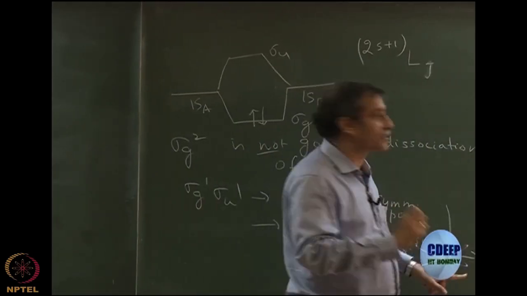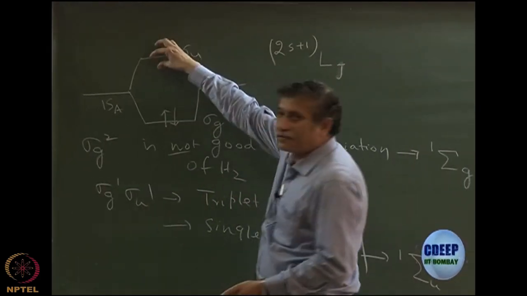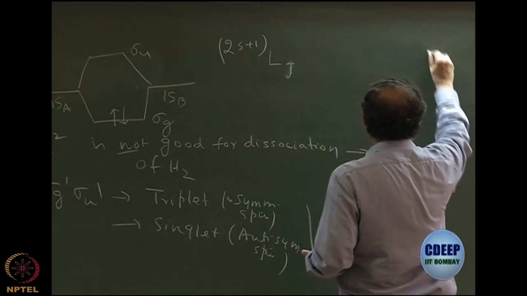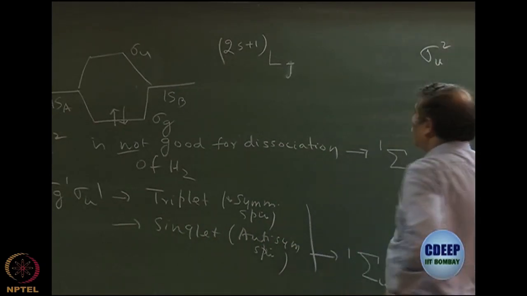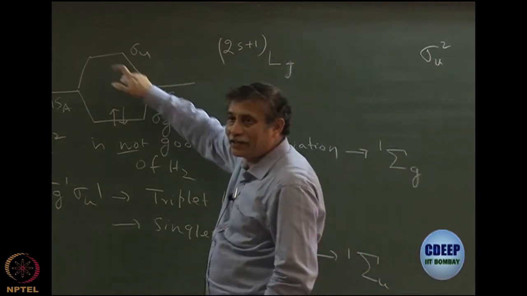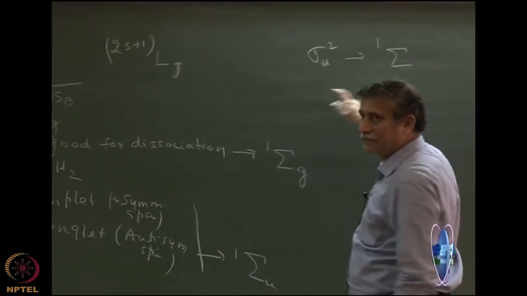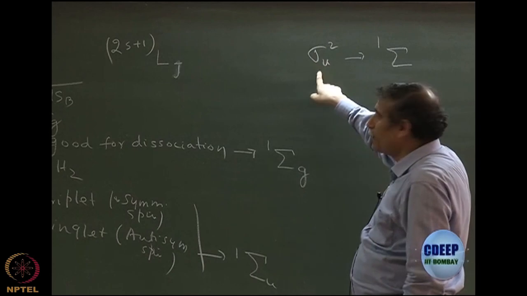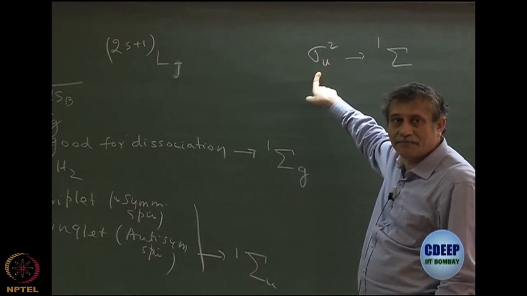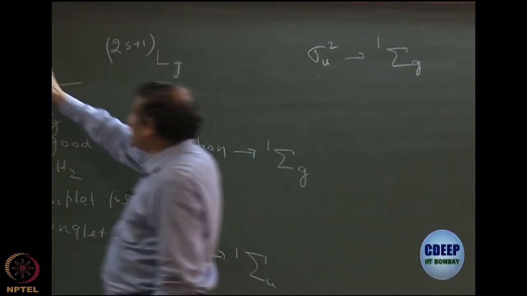So, how can I form this? I can form this if I put both the electrons in sigma U. So analyze the determinant sigma U square. Now, if you see sigma U square, they will be again paired, right? Both the electrons will go here. So, it is a singlet state. It is also capital sigma, right? But now we have a U into U, that becomes G. So it is a singlet sigma G. So this is a determinant.